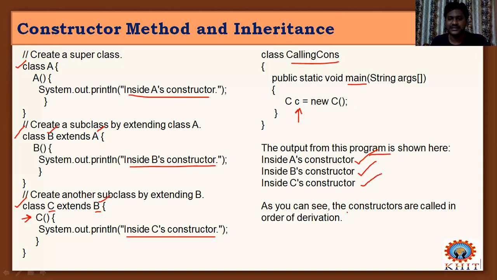You can see here the constructors are called in order of derivation. The first derived class is A, next B is derived, extending properties of A, and next C is derived as a class extending properties of class B. Understood?